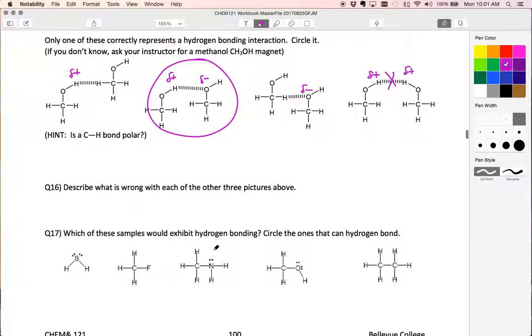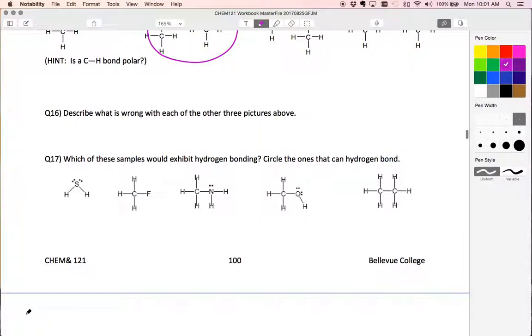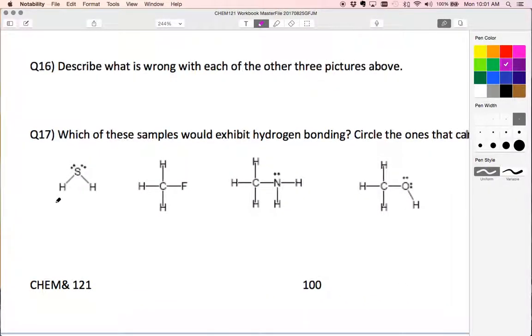Which of these would exhibit hydrogen bonding then? If I had another molecule like it, for example, when I ask which of these samples would exhibit hydrogen bonding, I don't mean within its molecule, because those are covalent bonds. I mean, if I had another molecule like it, would it form any interactions between themselves? And if so, what type of interactions would there be?